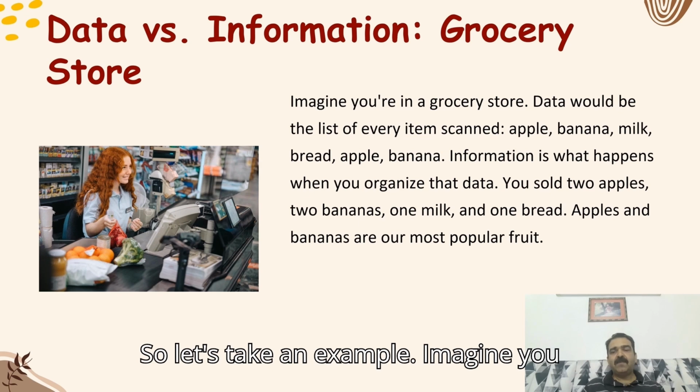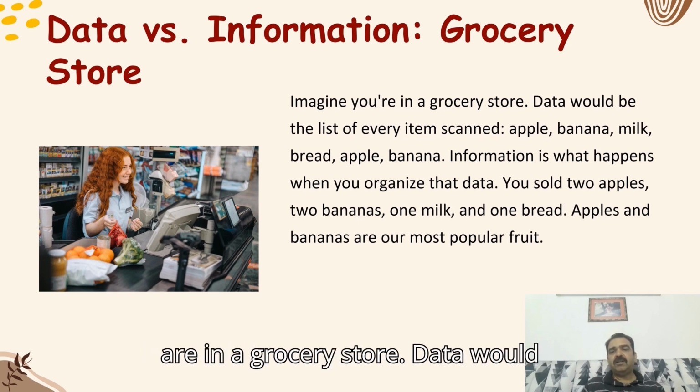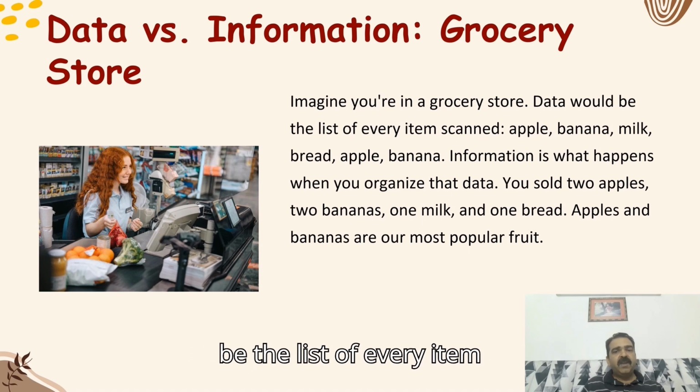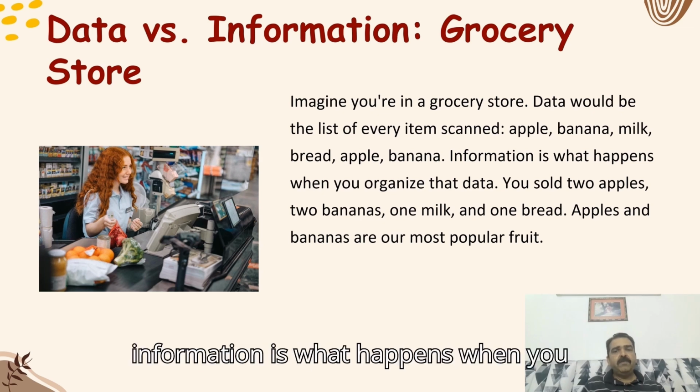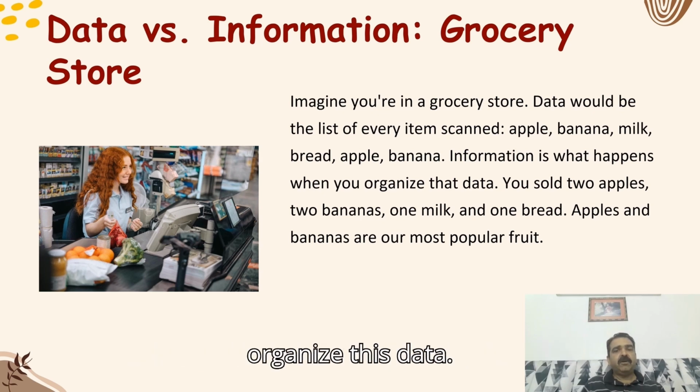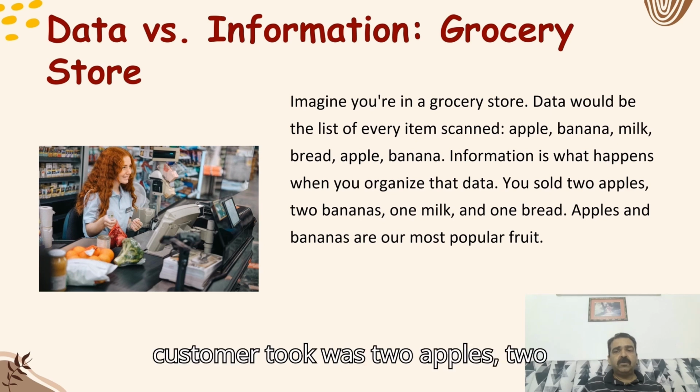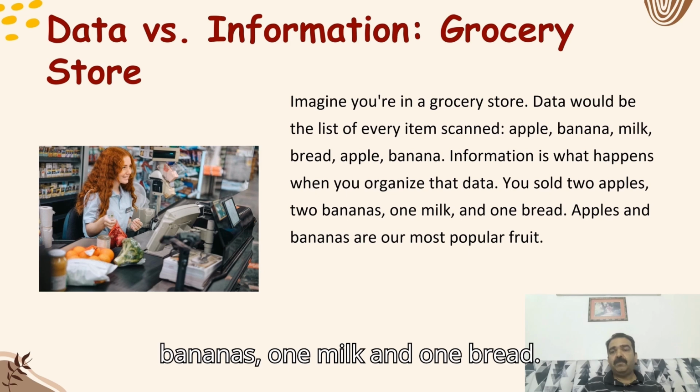So let's take an example. Imagine you are in a grocery store. Data would be the list of every item scanned: apple, banana, milk, whatever you take. But information is what happens when you organize this data. So, what the customer took was 2 apples, 2 bananas, 1 milk, and 1 bread.